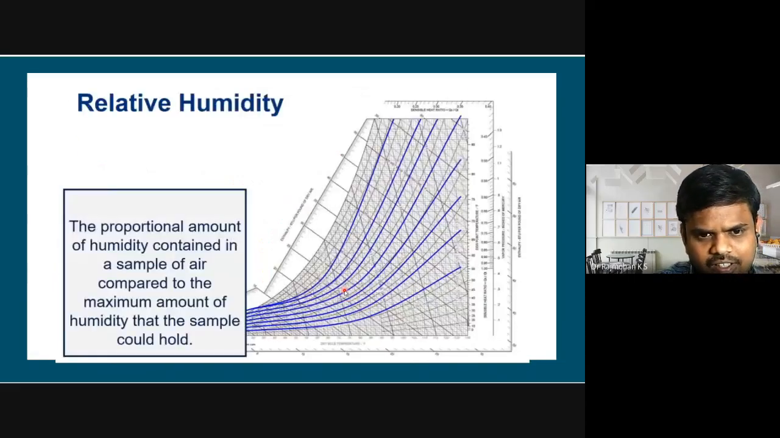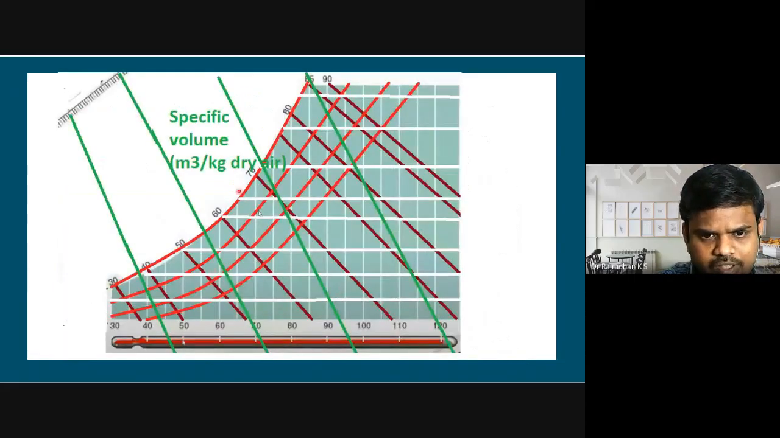Then we have specific volume lines. What is specific volume? It is the reverse of mass density, in kg per meter cube. So you can say this is the volume occupied per kg of dry air, that is, meter cube per kg of dry air, which is specific volume. So you are going to have the specific volume line. The scale may be given below, along the dry bulb temperature axis, or it may be given on this side.